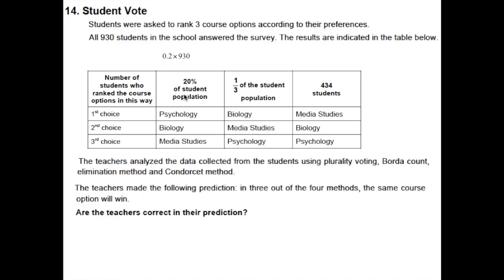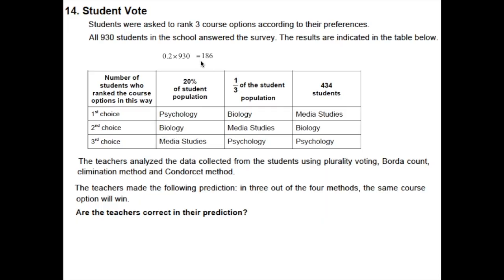20% of the student population. What is the student population? 930. 20% as a decimal is 0.2. Of is times, so 0.2 times 930. 0.2 times 930 is 186. We know there's 186 students who picked psychology first, biology second, media studies third.